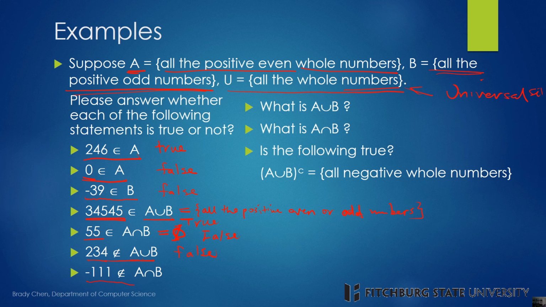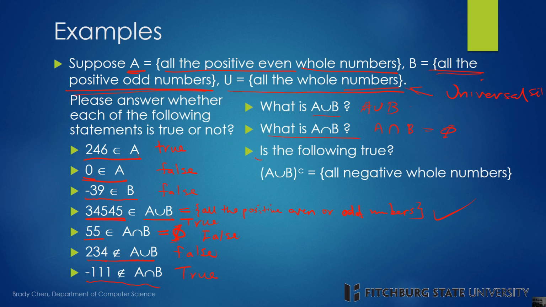And what about this? Minus 111 does not belong to A intersection B. True, right? Because every number does not belong to A intersection B, because A intersection B is an empty set. Oh, I'm sorry, I said A union B earlier; it's A intersection B that is an empty set. So what is A union B? We already answered the question. What is A intersection B? We already answered that too. A intersection B is an empty set. A union B is actually all the positive even or odd numbers. Okay.